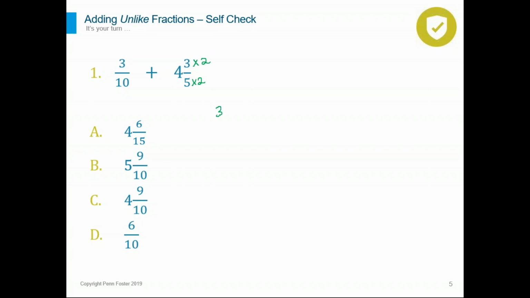So I will have 3 over 10 plus 4 is not changed, 6 over 10. And from there, I can just add nothing plus 4 is 4. 10 will remain as is in the denominator. 3 and 6 would be 9. So the answer is 4 and 9/10, and the answer is C. And everyone got this question correctly. Good job.